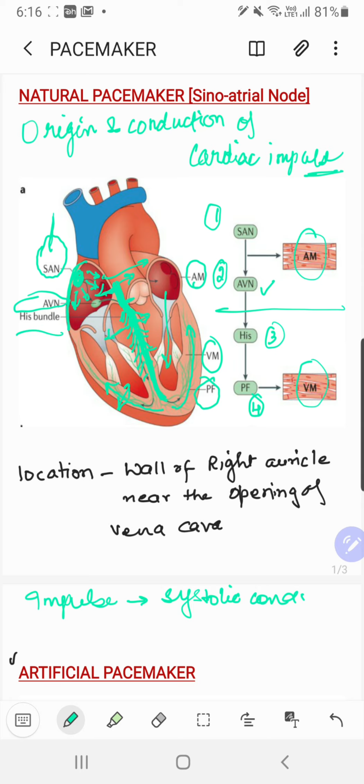We know very well that the heart beats very rhythmically, normally 72 beats per minute, but sometimes due to weakening of the muscles of the SAN area, the sinoatrial node area, things go problematic. You call it an arrhythmic condition, arrhythmia, or you may call it bradycardia.